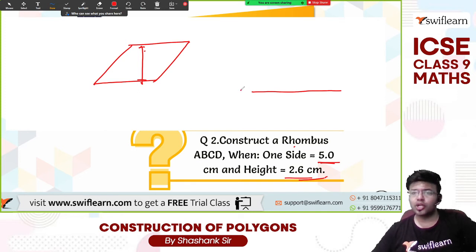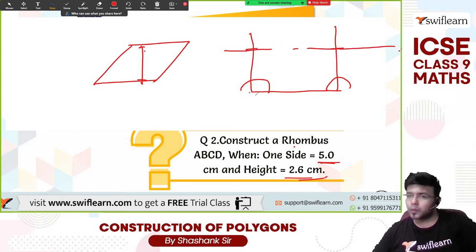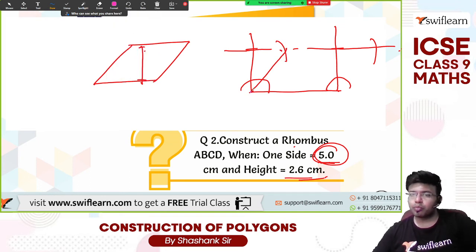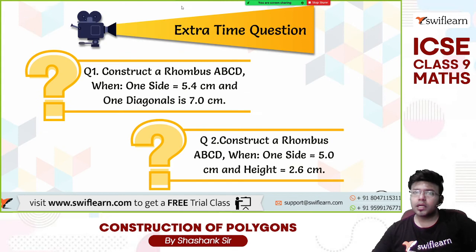So what you do is draw a perpendicular bisector here, and draw a perpendicular bisector here. From this as a center, mark two lines. At the distance of 2.6 centimeters from the base, draw a thin line. Now with this as a center and radius 5 centimeters, draw an arc, and with this as a center, draw an arc. Join them. Let me choose a different color. The pink color which I will draw now will represent the rhombus. So this is the required rhombus.